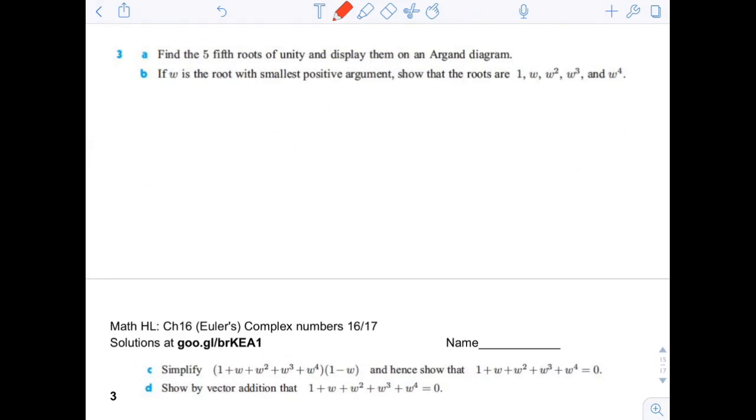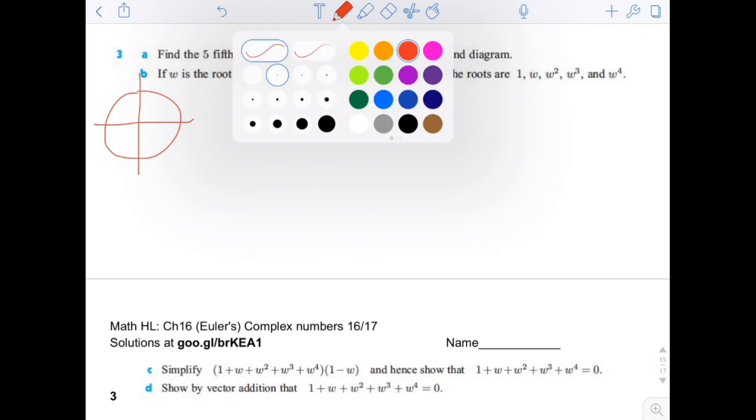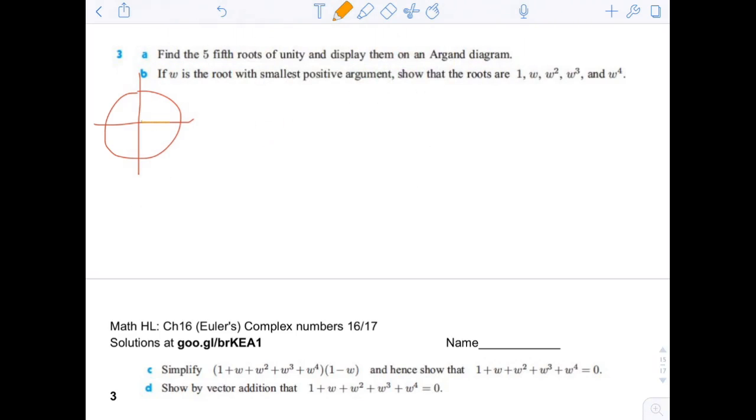Here it says for 3a to find the 5 fifth roots of unity and display them on an Argand diagram. So if we drew an Argand diagram with a unit circle on it, the first root would point directly to the right as positive 1. And then the other 4 roots would be equally spaced around the unit circle, kind of like this.